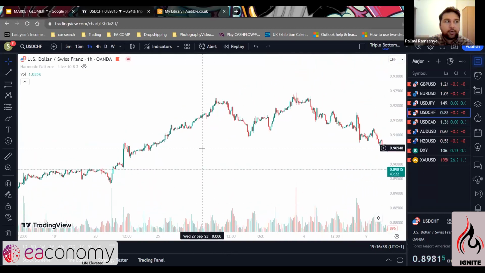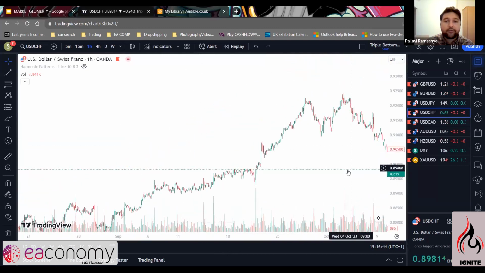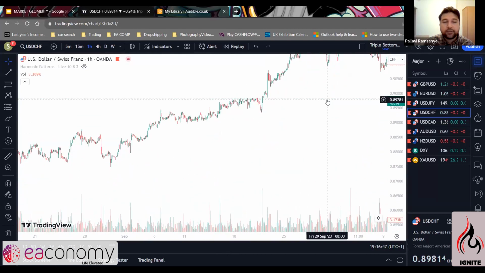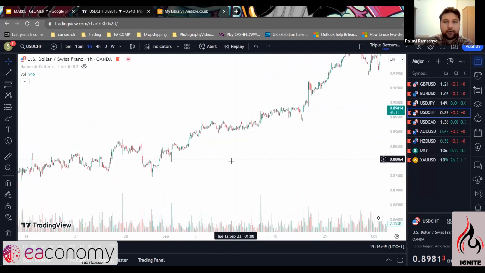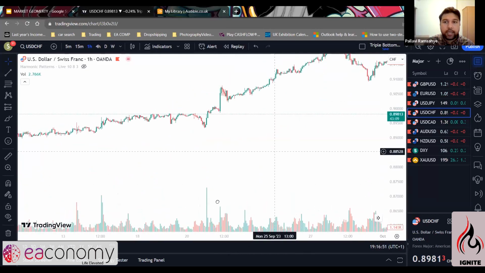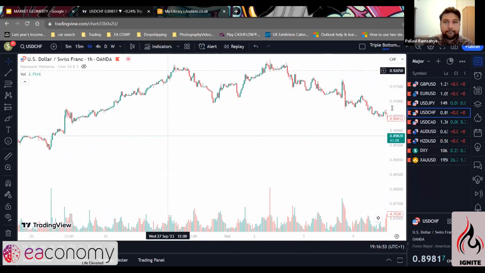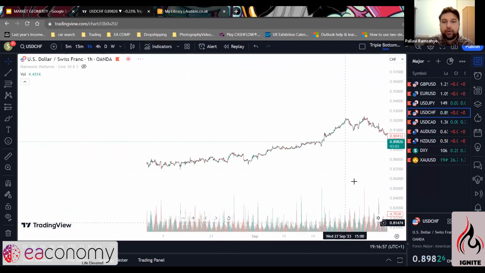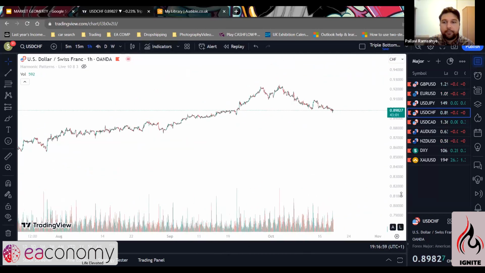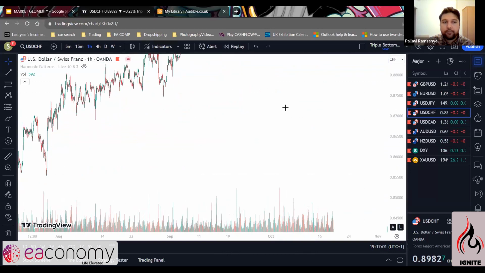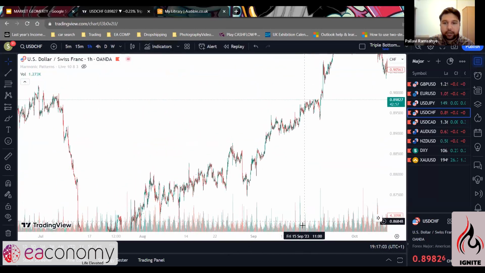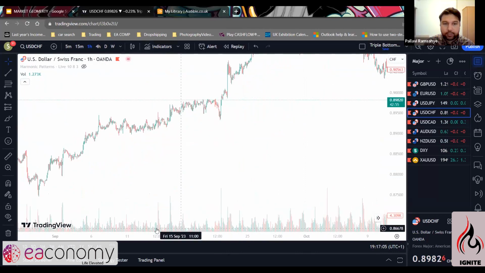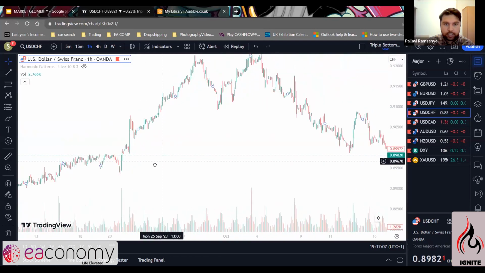Perfect. Can anybody tell me what we're looking for when we first start looking for the flag pattern? What's the first characteristic that we're looking for? Can anybody pop that in the chat? With regards to a time frame as well, you don't really need to be on a particular time frame. These patterns can crop up on all time frames, so you don't need to be on a particular time frame.